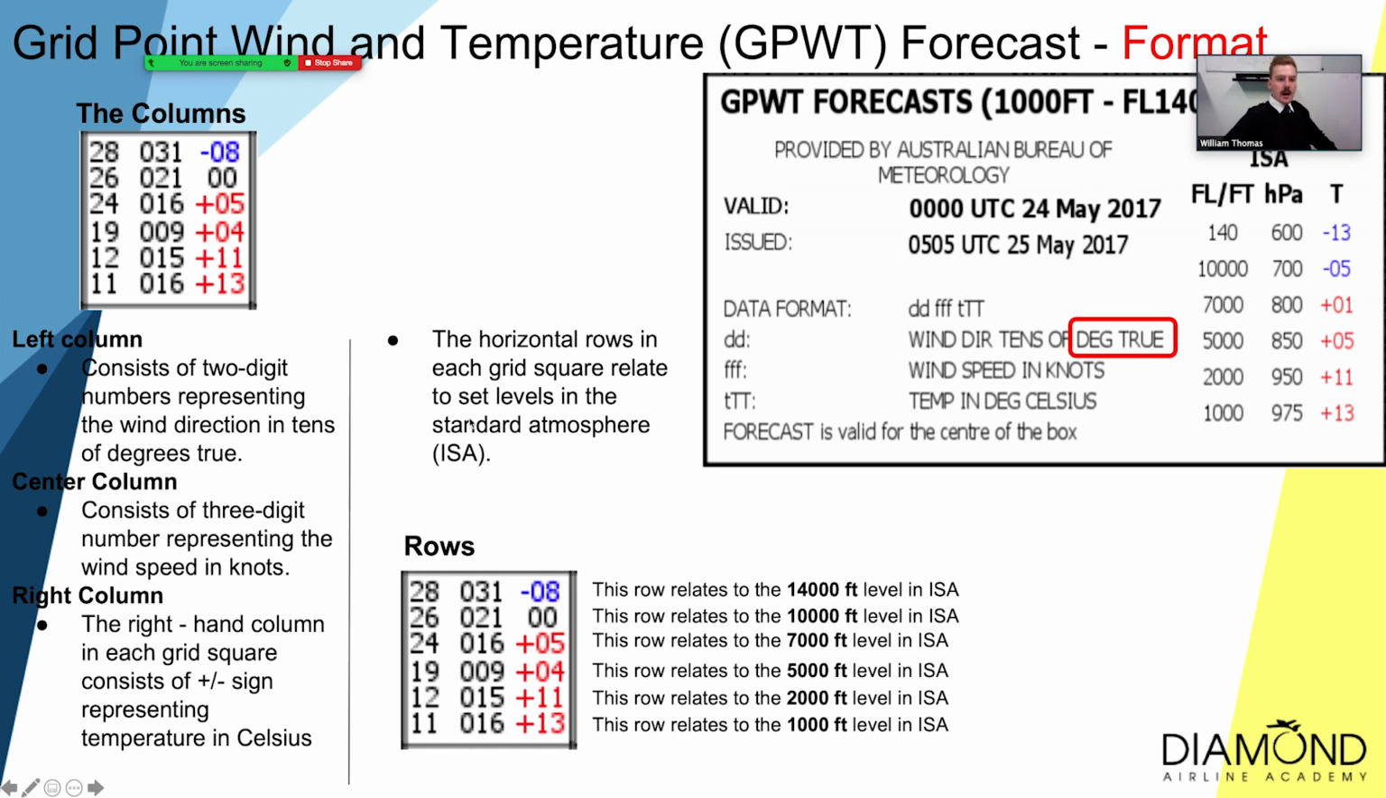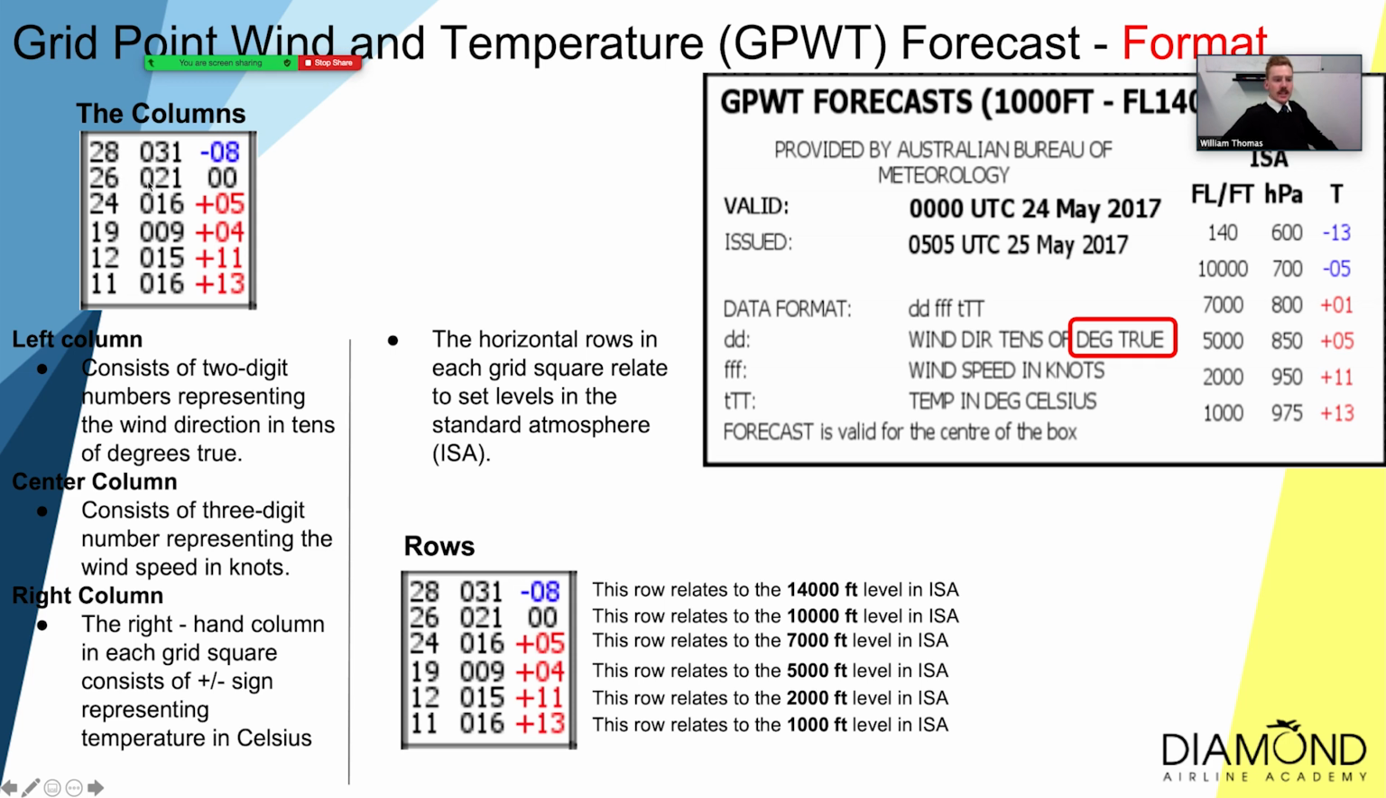Alrighty, let's have a look. So left column consists of 2-digit numbers representing the wind in tens of degrees true. So if I wanted to know the wind direction at 10,000 feet, I would come up to this number 26, which represents 260 degrees true at 10,000 feet.